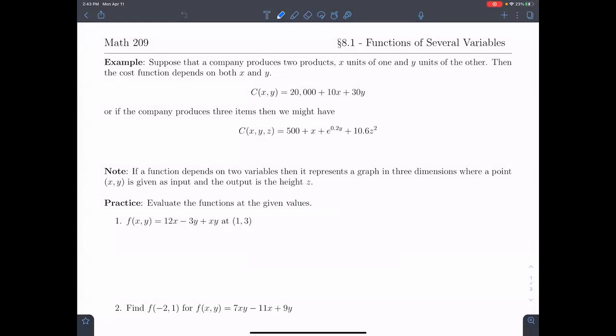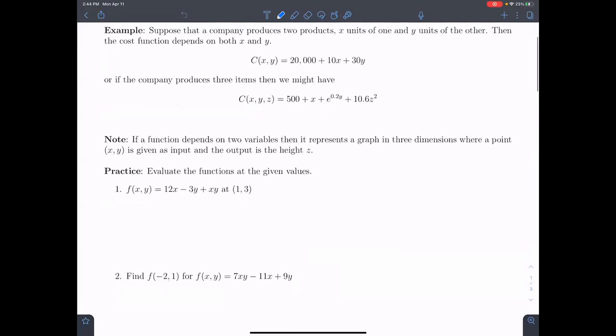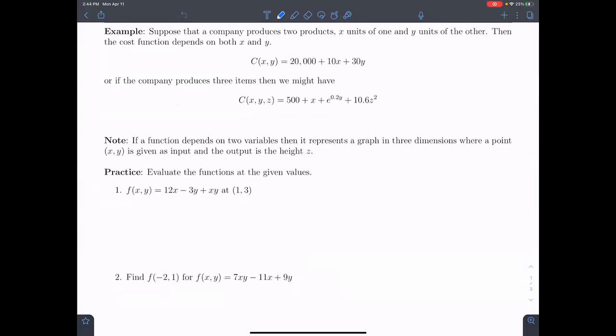So you have C of X, Y instead of just C of X, because the dependent variables now are more than one. Or if the company produces three items, then you have C of X, Y, Z. It's dependent on each of those three items. So if it depends on two variables, then we can talk about a graph in 3 dimensions.